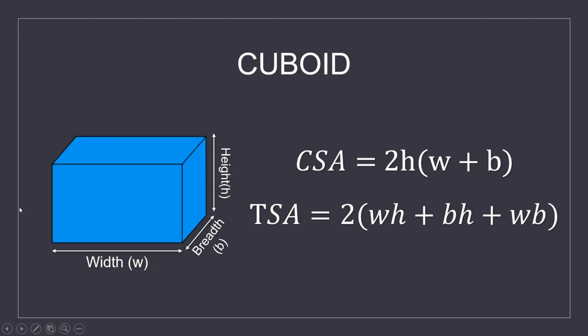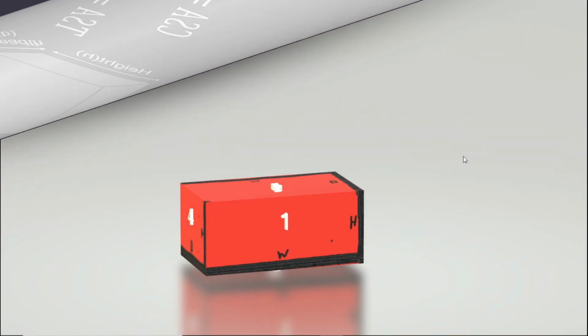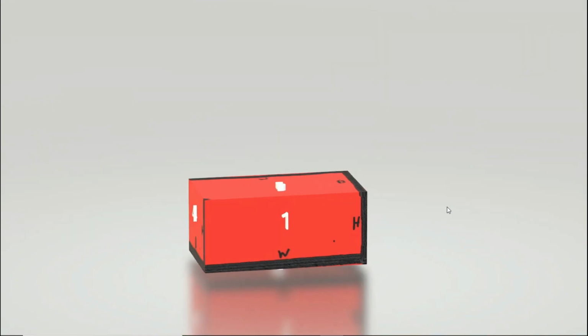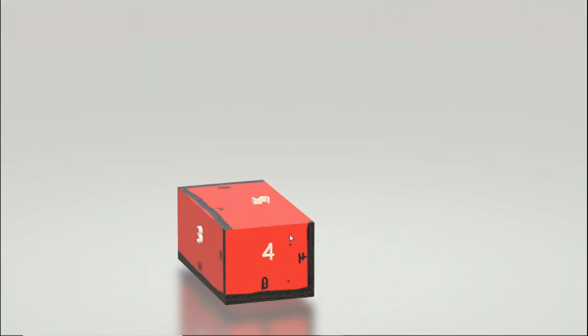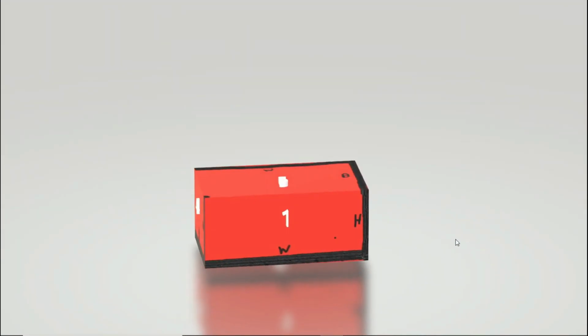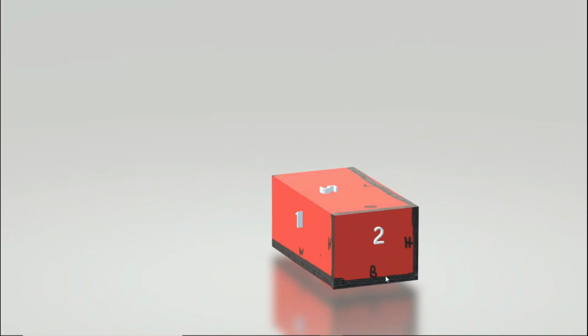This longest side is known as width, this inner side is known as breadth, and this tallness of this cube is known as height. So now let's see a cuboid in a 3D view. Here we can see 6 rectangles making the whole cuboid. You can see first surface is also a rectangle, second is also a rectangle.